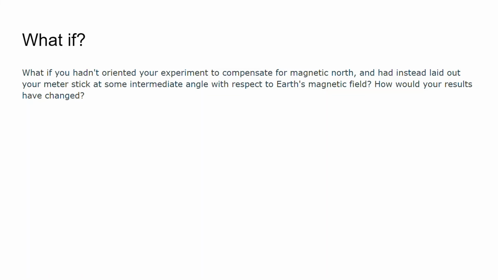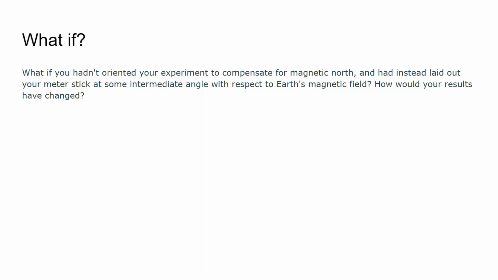And finally, we have our 2 what-if questions. The first one is, what if you hadn't oriented your experiment to compensate for magnetic north and instead laid out your meter stick at some intermediate angle with respect to Earth's magnetic field? How would your results have changed? So all of the readings would be skewed in the direction of magnetic north, which would make the readings less accurate.